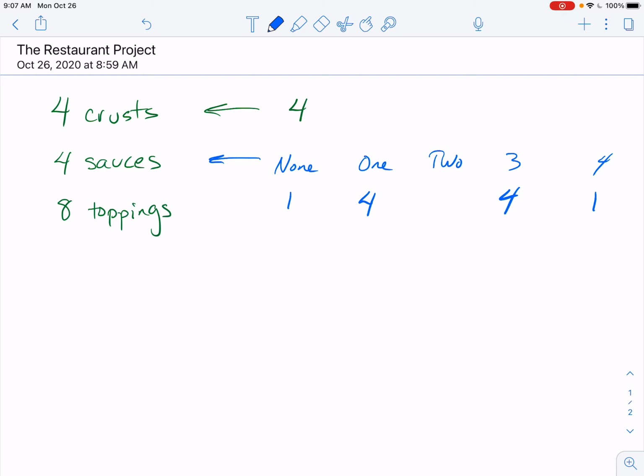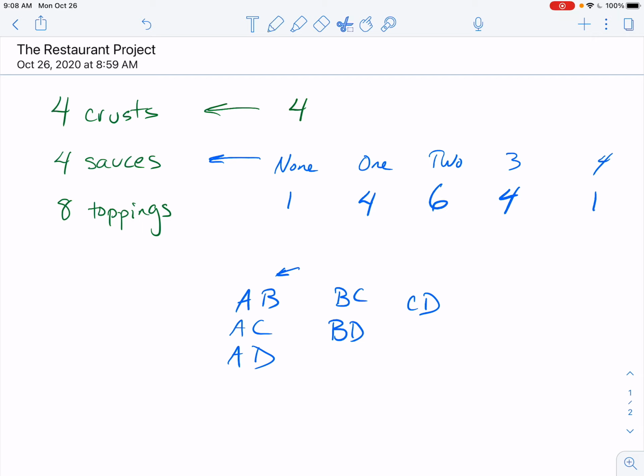So with 2, you could do AB, AC, AD, BC, BD. Notice that AB is already right here, and I would argue that if you put one sauce down first and then the other sauce second, it doesn't matter. It would taste the same. And you'd also have, what else did I forget? C, D. So there are 6 ways that you could choose 2 of those sauces.